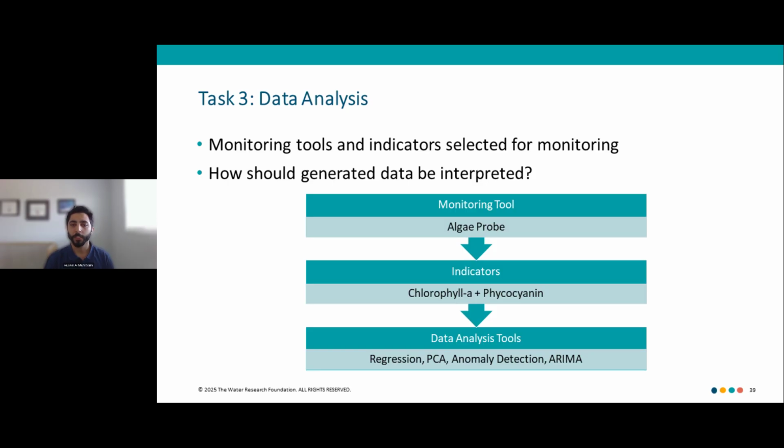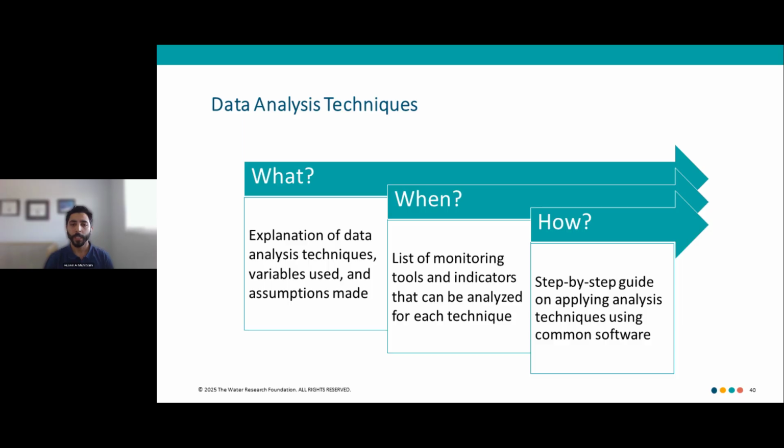Now that we've selected a tool and we know our risk level and the types of tools that we should be picking from, how should we interpret the data that is now being generated? If we've got an algae probe that generates chlorophyll and phycocyanin data, here we provide some of the different types of data analysis tools that have been reported for that type of data. And we do that for basically everything that we could find in the literature, and also provide resources that you can directly rely on in the guide itself.